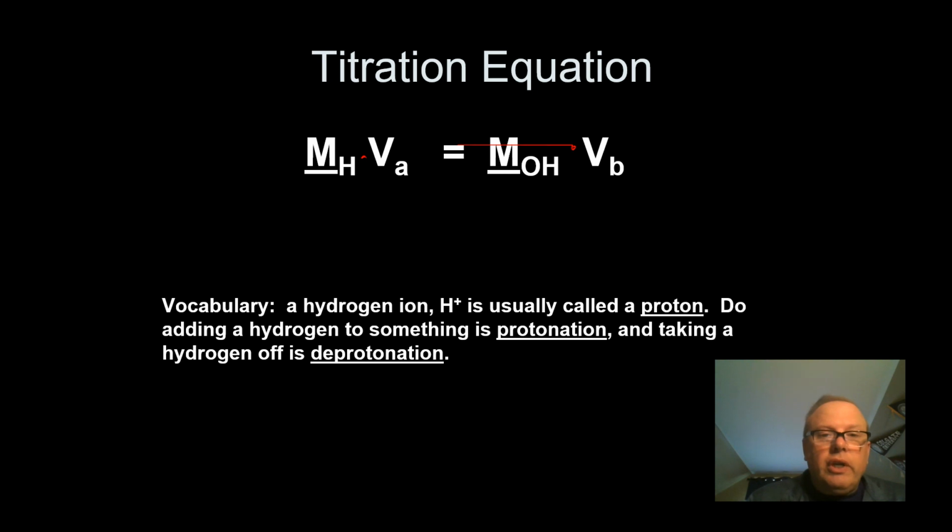Little vocabulary lesson as we go. A hydrogen ion, which is H plus, is usually called a proton. So adding a hydrogen to something is protonation, and taking a hydrogen off is deprotonation. So, all right, this is already the second time through on this video, so I'm not going to change it for a spelling mistake. So protonation and deprotonation is the adding or the subtracting of a hydrogen.